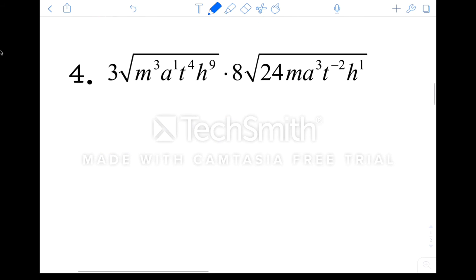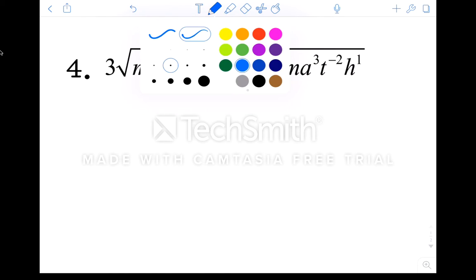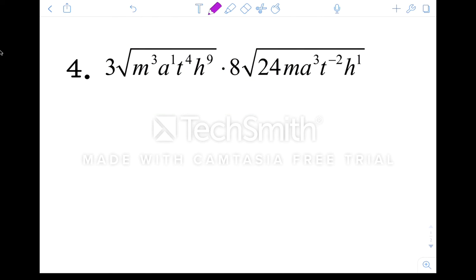Moving on to number 4. I have 3m cubed a to the 1st, t to the 4th, h to the 9th, times 8 times the square root of 24m a cubed, t to the negative 2, h to the 1st. So I'm going to multiply my coefficients first. 3 times 8 is 24.